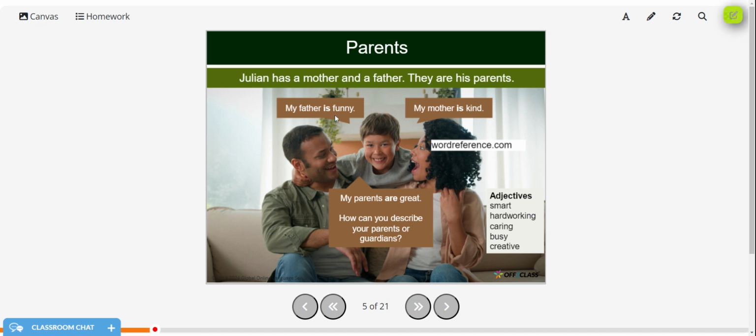So you can use words like this to describe your parents. My father is funny. My mother is kind. So again, if you don't know the meaning of these words, I would say look them up in wordreference.com. My parents are great. So now make a few sentences about your mother and father. What are they like? What adjectives can you use? And again, practice speaking out loud.